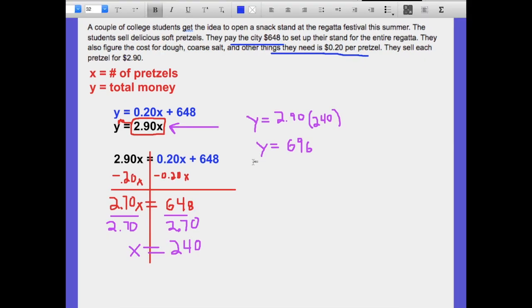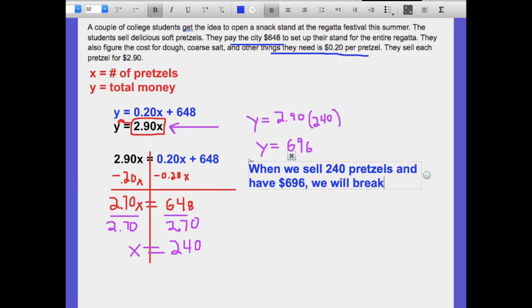All right, so then we're going to write a sentence for that. We can say when we sell 240 pretzels and have $696, we will break even. So remember, that's going to mean that if we sell 241, we're going to start making money. But before that, we're not making money. So they've got to sell a lot of pretzels, and hopefully they do.